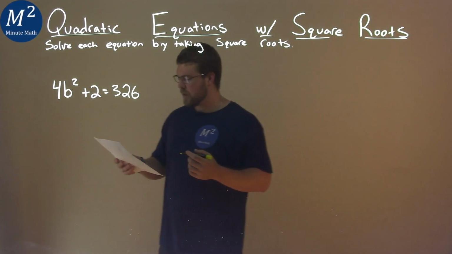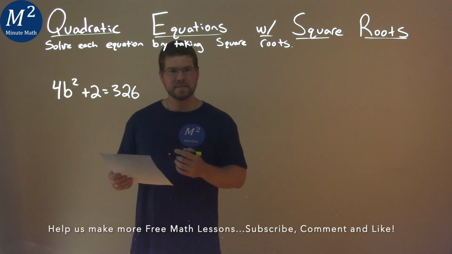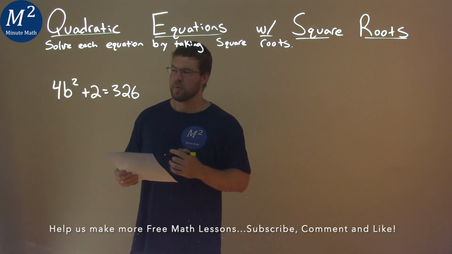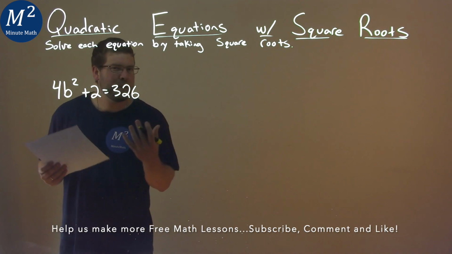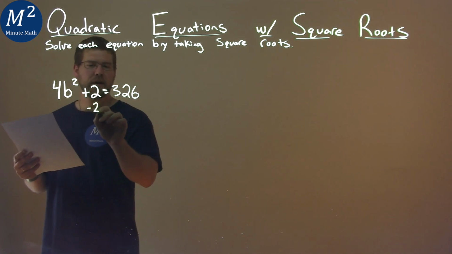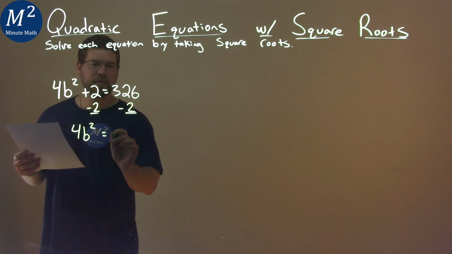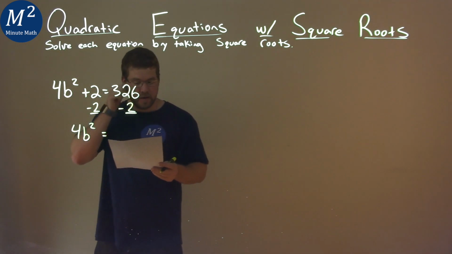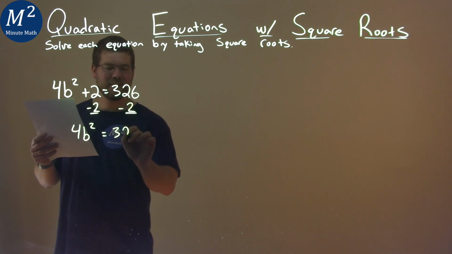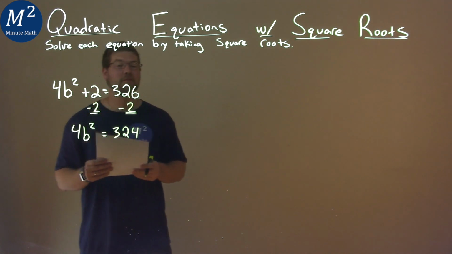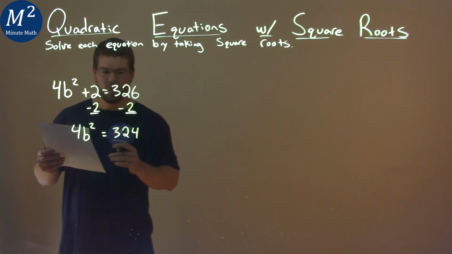We're given this problem right here. 4b squared plus 2 equals 326. And we need to solve this by taking some square roots. Well, first thing, I'm trying to get b by itself. So to do that, I subtract 2 from both sides. 4b squared is here, and 326 minus 2 is a positive 324. Dividing would make this problem wrong. Now we have 4b squared equals 324.